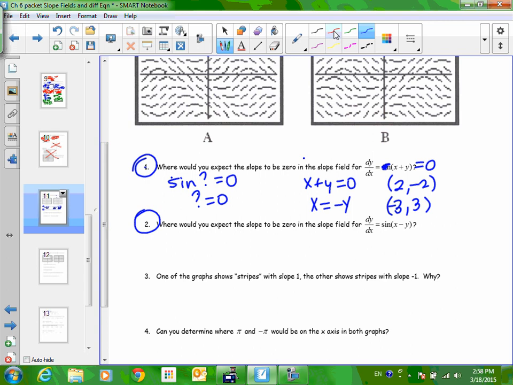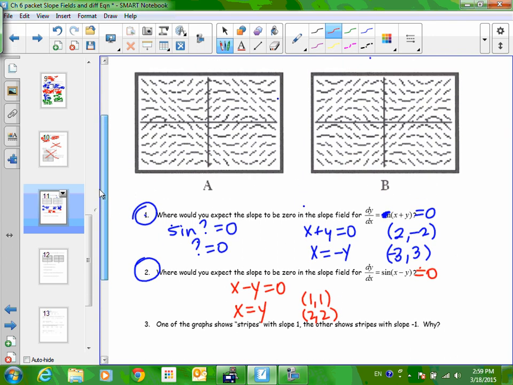Okay, something similar is going to happen right here. In order for this slope to be 0, x minus y has to be 0. So what's the relationship between x and y? They have to be the same. So this would be like 1, 1, 2, 2, and so on.